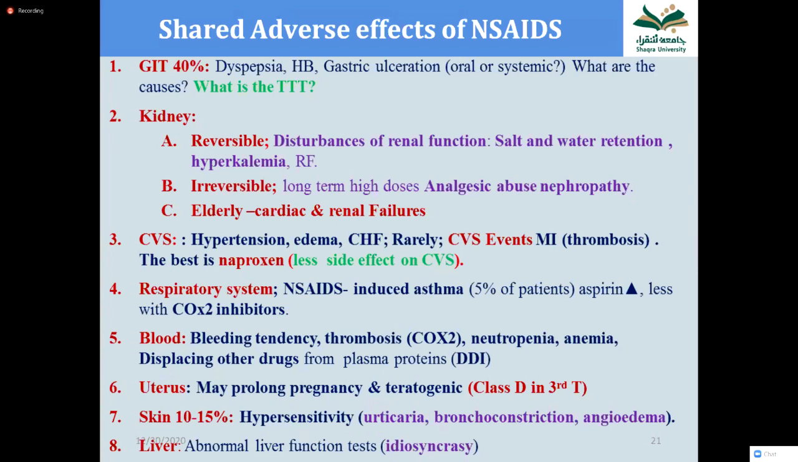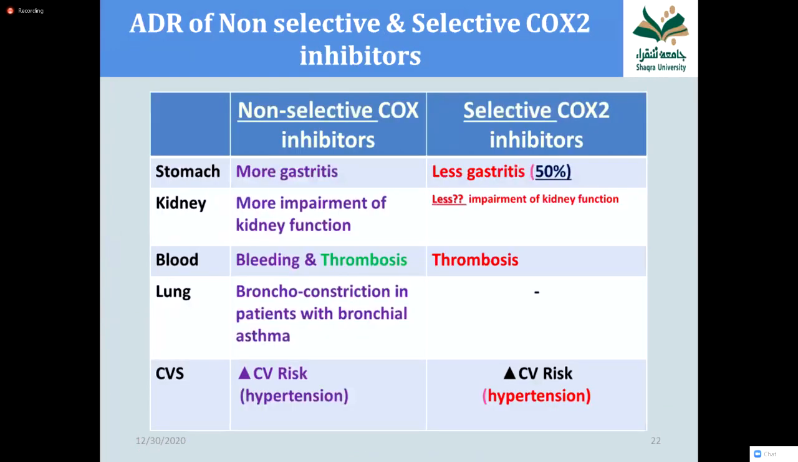unknown or idiosyncratic. Now, if you compare non-selective and selective: non-selective has more GIT effects, more gastritis, and selective has less gastritis. In case of non-selective, which inhibits COX-1 and COX-2, there is more kidney impairment, whereas in case of COX-2, there is less kidney impairment. In case of effect on bleeding, non-selective has bleeding tendency and thrombosis, whereas in case of COX-2, there is only thrombosis.